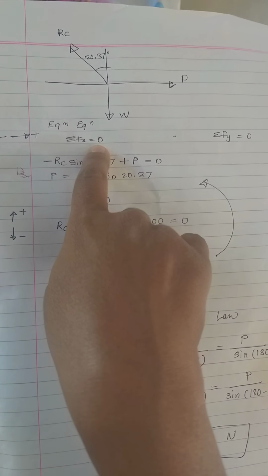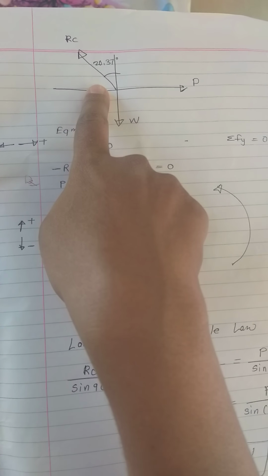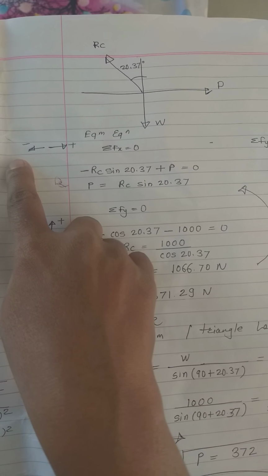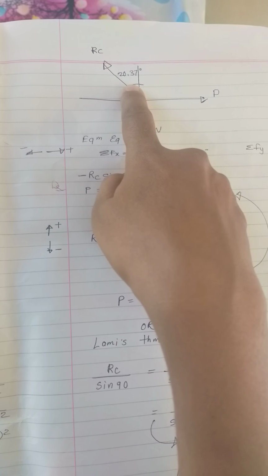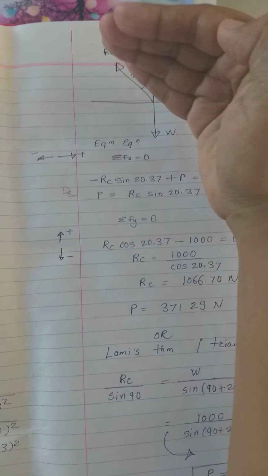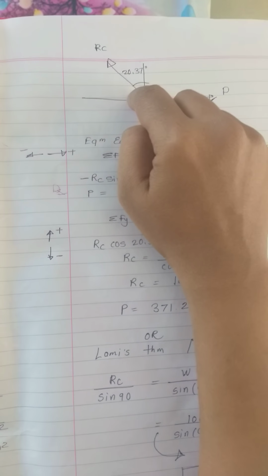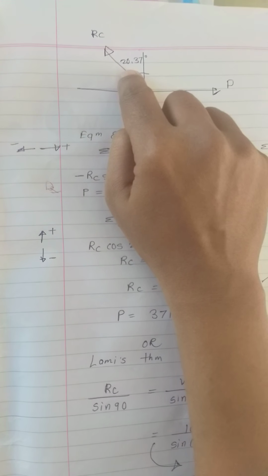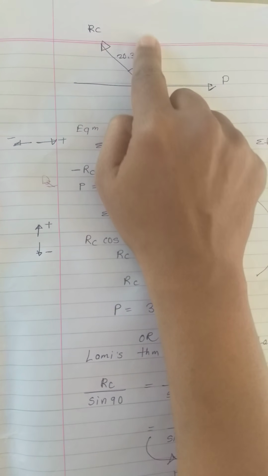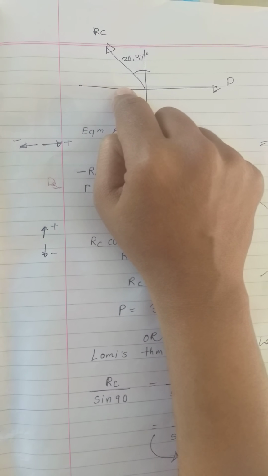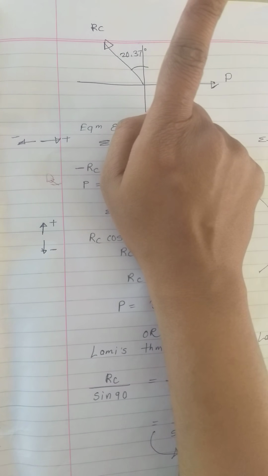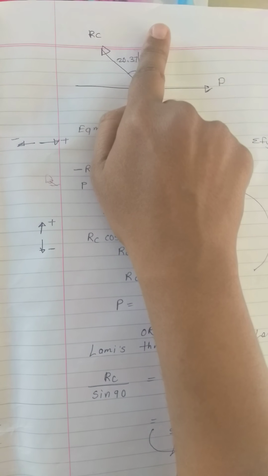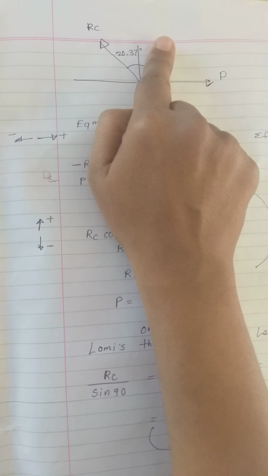So if I consider summation of Fx, first consider the sign convention: right hand side positive, left negative. For this case, this is making some angle, so we have to resolve it. When we have to resolve a force, the angle is with respect to vertical. So this side becomes your cos and the remaining one is sine. The vertical one is always the cos one. Here the angle is with respect to vertical, so this vertical comes cos 20.